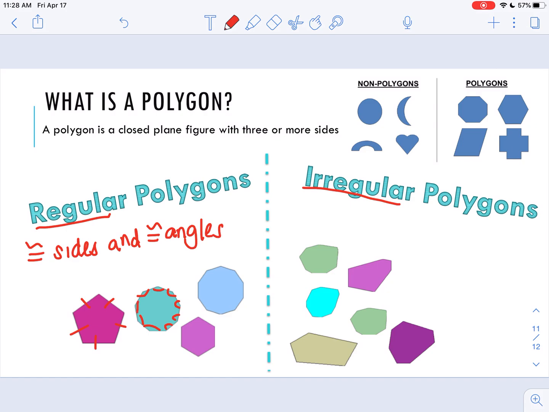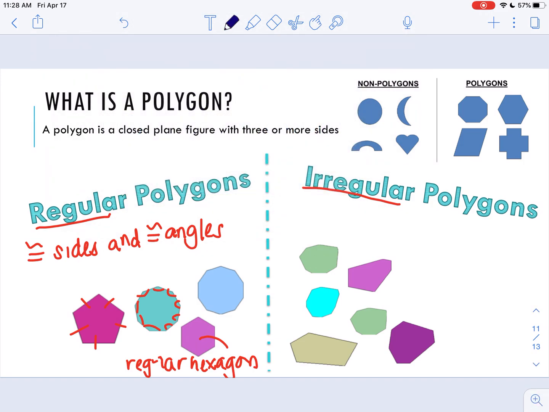So to classify this shape here, I would first count the number of sides, 1, 2, 3, 4, 5, 6. So we know it's a hexagon, right? And then I'm going to say, all right, well, since all the sides are congruent, all the angles, we'd call this a regular hexagon. All right? So if regular polygons have congruent sides and congruent angles, what do you think irregular ones have?